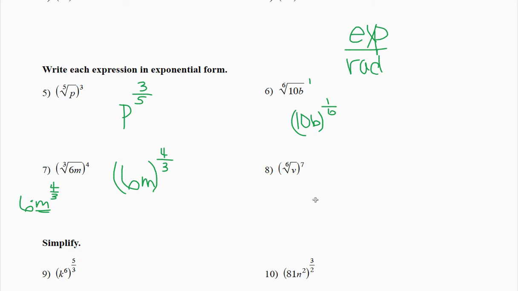All right, and the last one. So this is V inside the radical. Exponent is 7. Radical is 6. So this one's pretty simple.